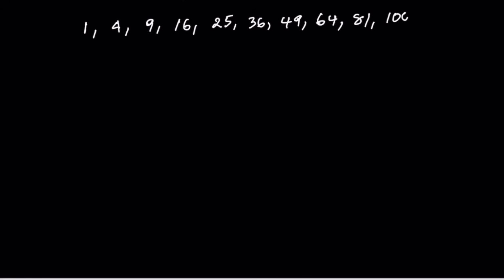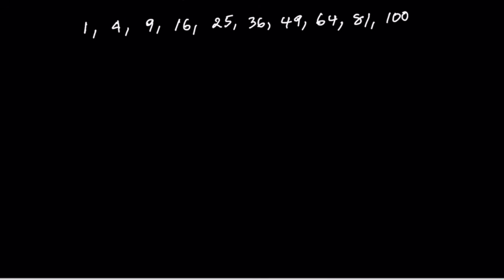A perfect square is a number you get when you multiply a whole number by itself. 1 squared is 1, 2 squared is 4, 3 squared is 9, 4 squared is 16, 5 squared is 25, 6 squared is 36, 7 squared is 49, 8 squared is 64, 9 squared is 81, 10 squared is 100. Knowing these will make simplifying radicals much easier.